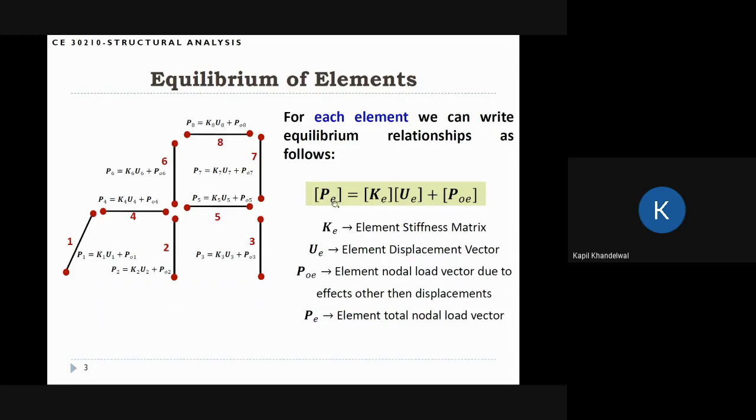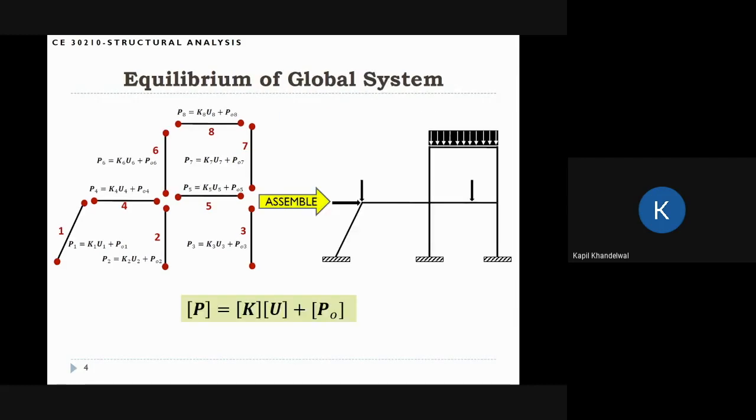Here, this is the equilibrium condition, where PE is the nodal forces, KE is the stiffness, UE is the displacement vector, and POE is the element force vector that is coming from other effects that can be temperature or fabrication error. It's important to realize that this equilibrium equation is written for a single element. For each individual element, we are able to express the equilibrium condition in this fashion.